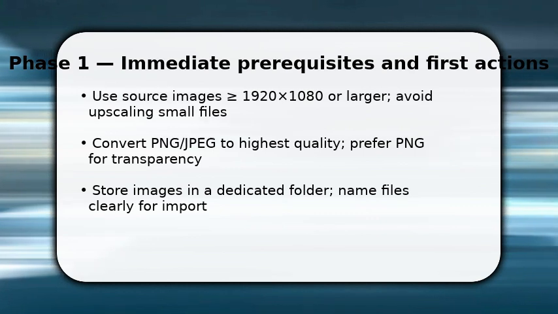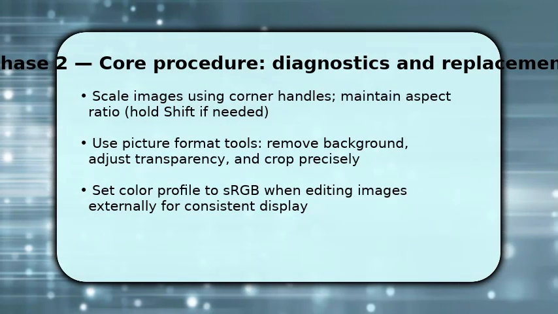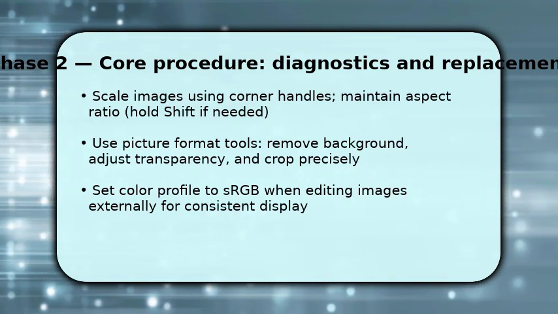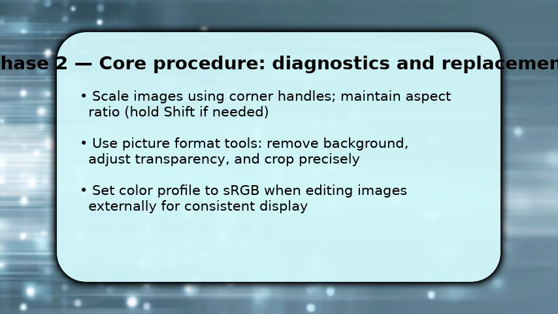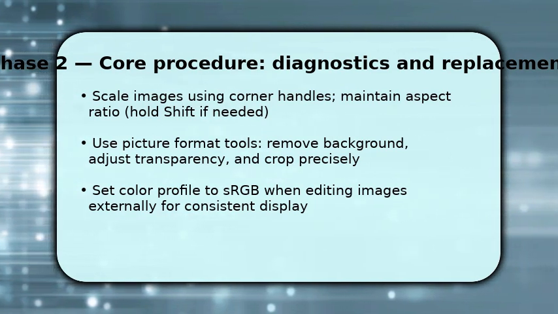Now refine how each image is placed and displayed. You should scale with corner handles to keep the aspect ratio. Stretching causes visible artifacts. Use PowerPoint's picture format to crop, remove background, and apply subtle sharpness or brightness adjustments. These changes affect perceived quality, so make incremental tweaks.